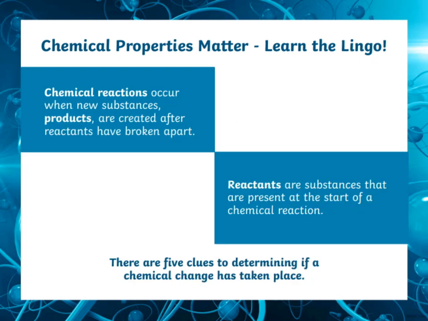Let's talk about how to tell if a chemical change has happened. There are 5 clues that help us figure this out. It all starts with reactants. Those are the substances we have right at the beginning. When a chemical reaction takes place, these reactants break apart and new substances, called products, are formed. Understanding these terms is key. Chemical properties really do matter, so it's important to learn the lingo.